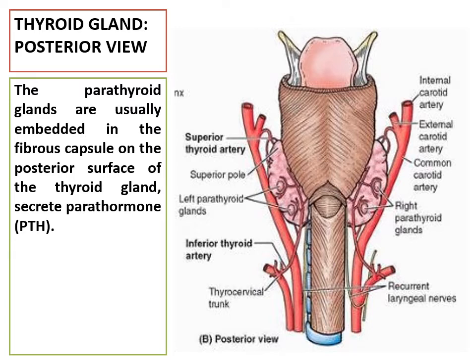This is the posterior view of thyroid gland. The parathyroid glands are usually embedded in the fibrous capsule on the posterior surface of the thyroid gland, two in the superior poles and two in the inferior poles of thyroid.